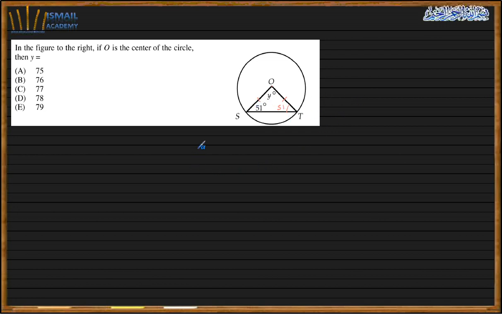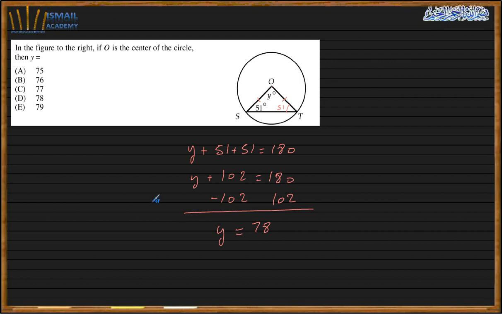Now this one is straightforward because the sum of the angles of a triangle is 180. So I have y plus 51 plus 51 is 180. So we'll have y plus 102 is 180. If I subtract 102 from both sides, I get y is 78. So D is my answer.